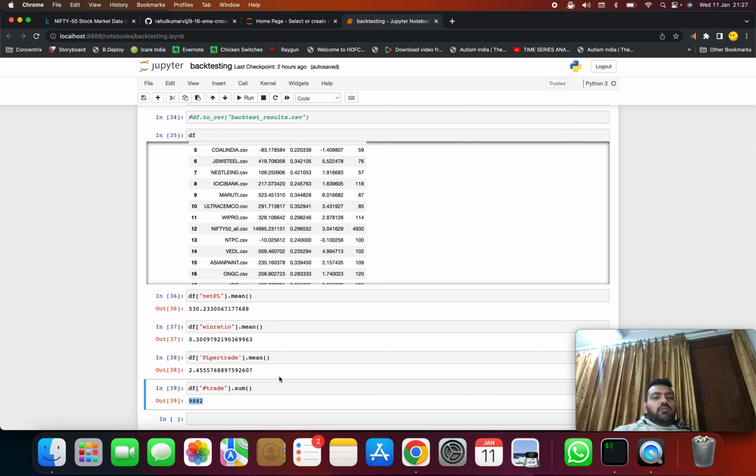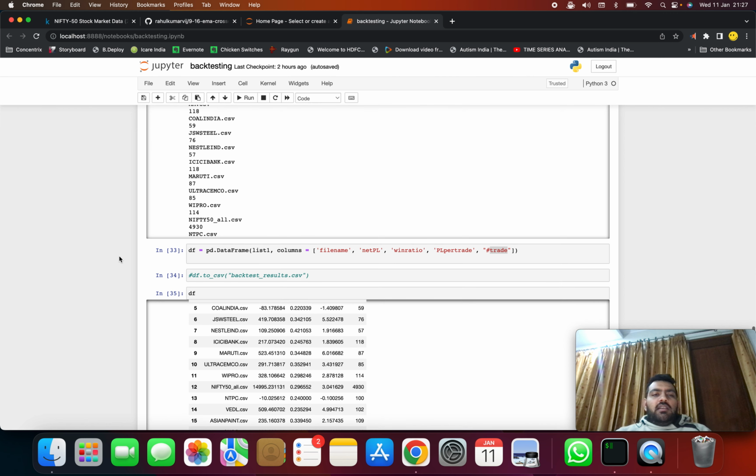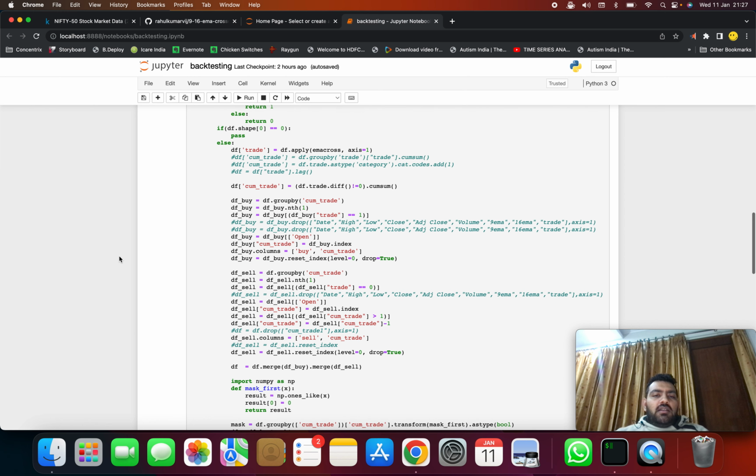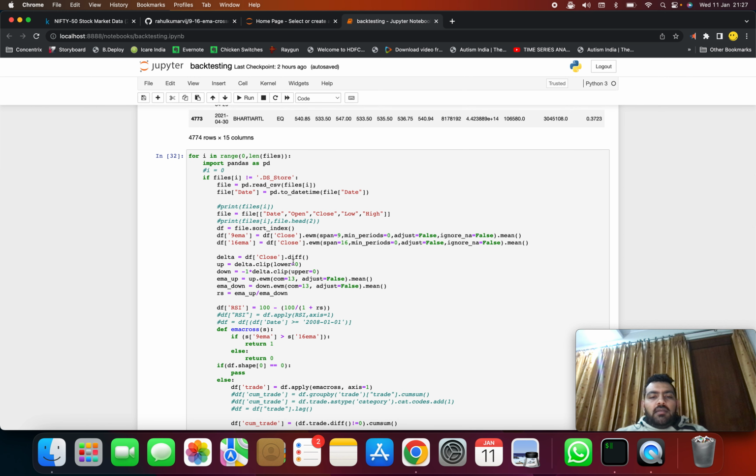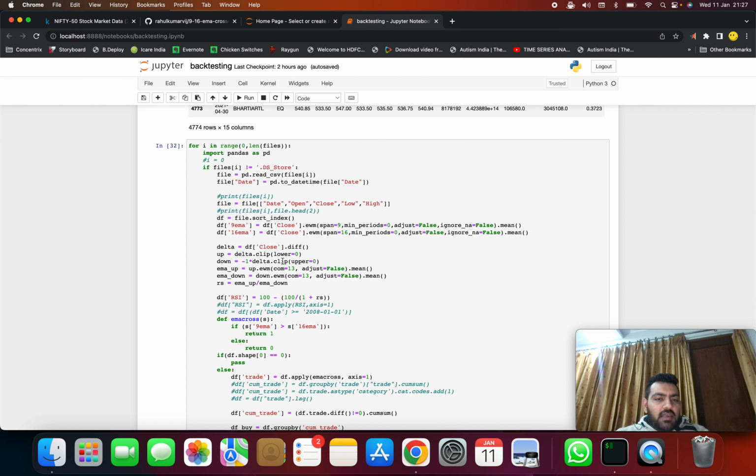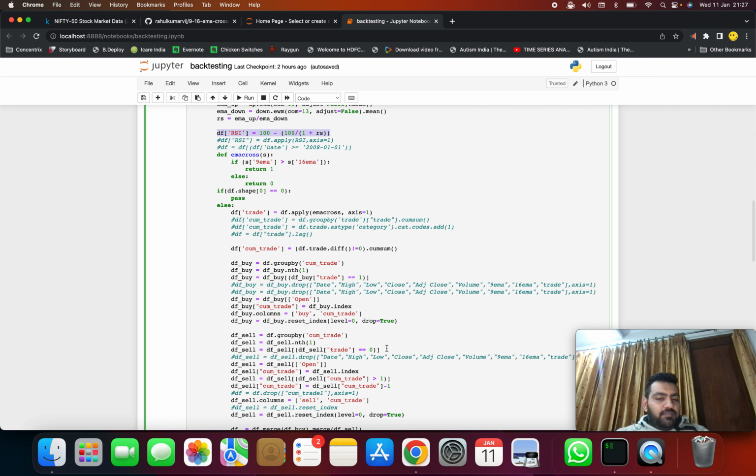Okay, so maybe you can download this code. You can tweak these numbers a little bit, like the EMA values, you can try something else, you can make use of the RSI value which I have calculated, and you can implement your own logic. So this is just a starter for how you can implement an EMA crossover.